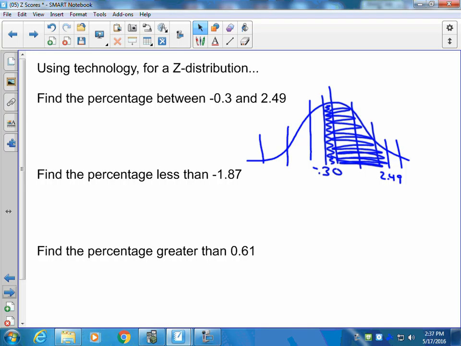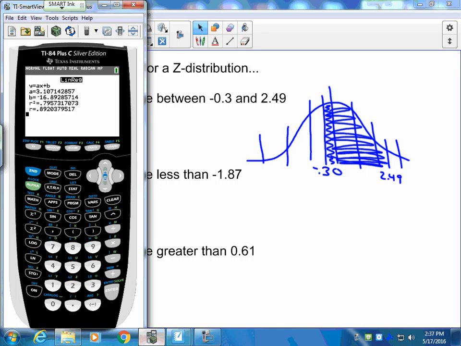Okay, now the important part is the piece that we're going to use for technology needs a lower boundary and an upper boundary. So when we go to the graphing calculator, we're going to go second vars, okay, that gets us into our distribution mode. And we're just going to pick this second one. Okay, it has to be a cumulative or a CDF situation because we're adding up probabilities for a range. Now, if you notice what it asks for a lower or left boundary. That is our negative 0.3, and then we need an upper or a right boundary of 2.49.